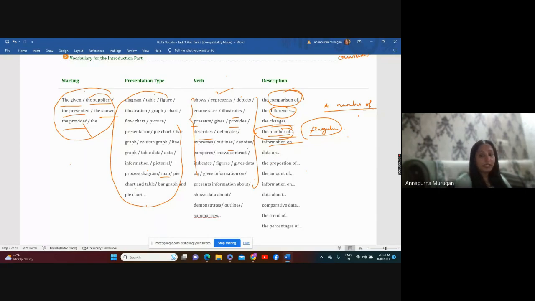And then we have "data on," "the proportion of," "the amount of information." Depending upon the kind of comparisons, or how the data is given, you can choose any one of these. Don't you think life becomes easy now to start off with your introduction, isn't it? We have a solution for everything. The only thing is, you people need to follow it properly, understand and use the things here. Okay, so now, guys, got it?